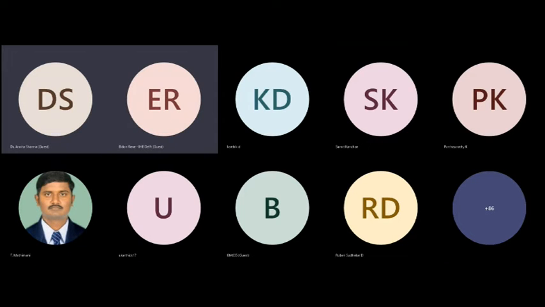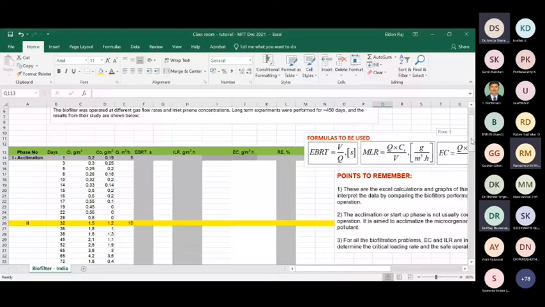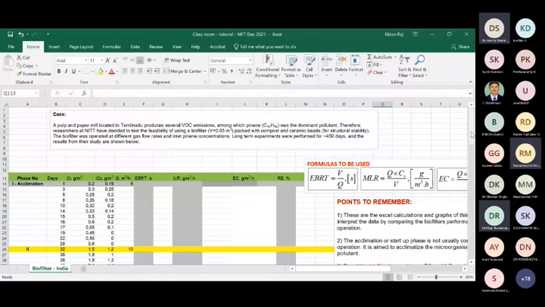Okay, can you see my Excel file now? Yes, sir, we can. Yes, sir. Okay, yeah. Yes, can you see? Yes, yes.